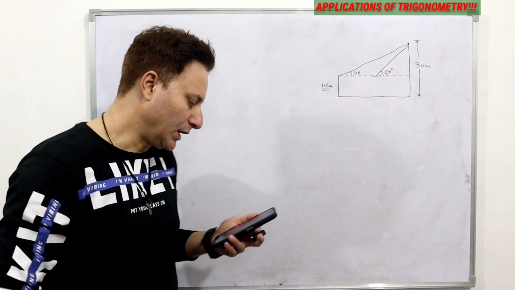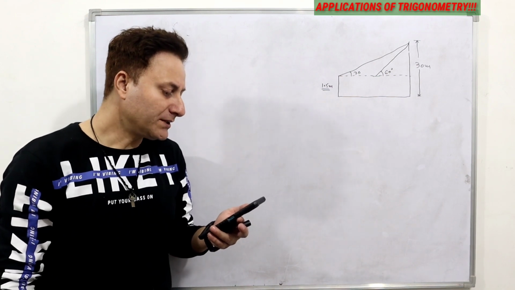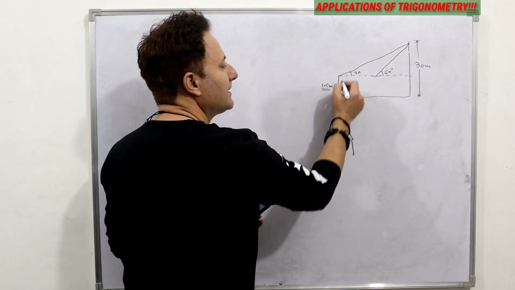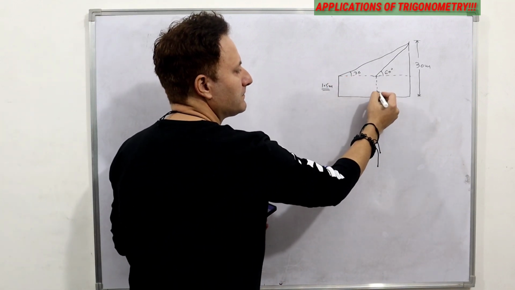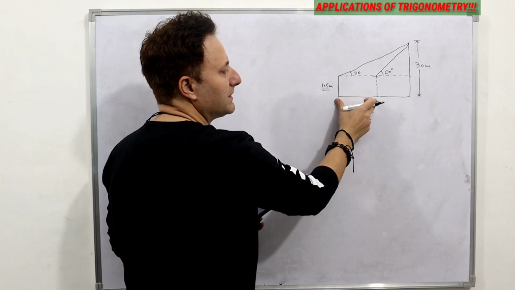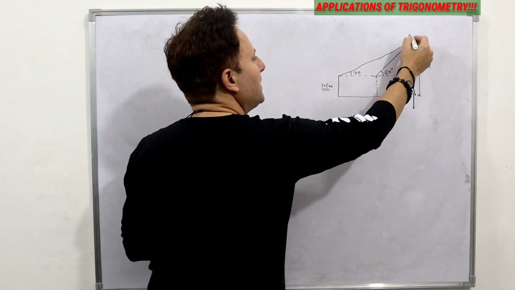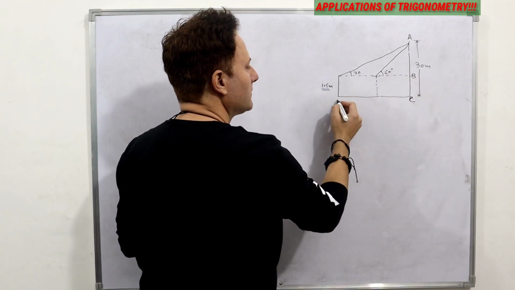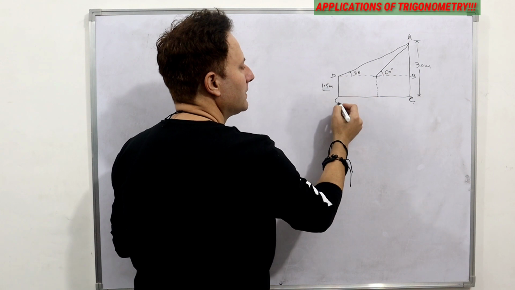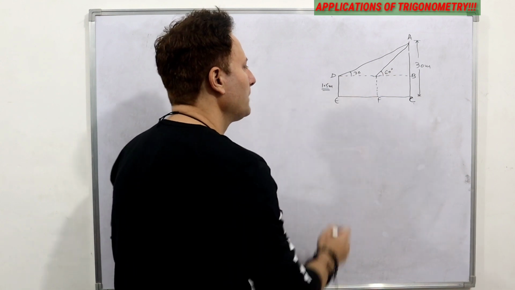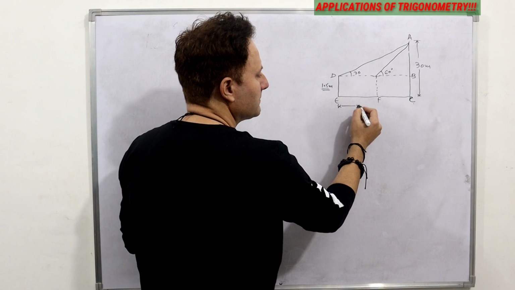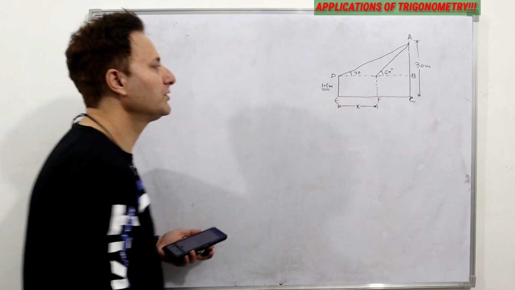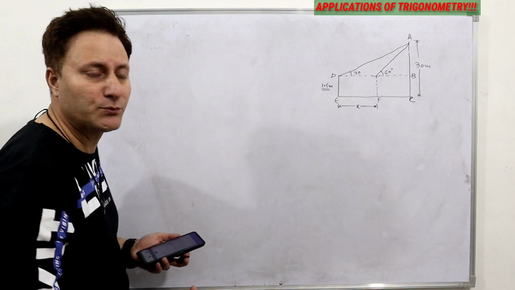Now what else does it say? Find the distance he walked towards the building. So we need to find this distance. If I just take this distance, this distance and this distance will be same. So let's give some names here. This is A, let it be B, then we have C, this is D, E and F. So we need to find this distance, and that's about it. So this is the question. Let us see what best we can do here.